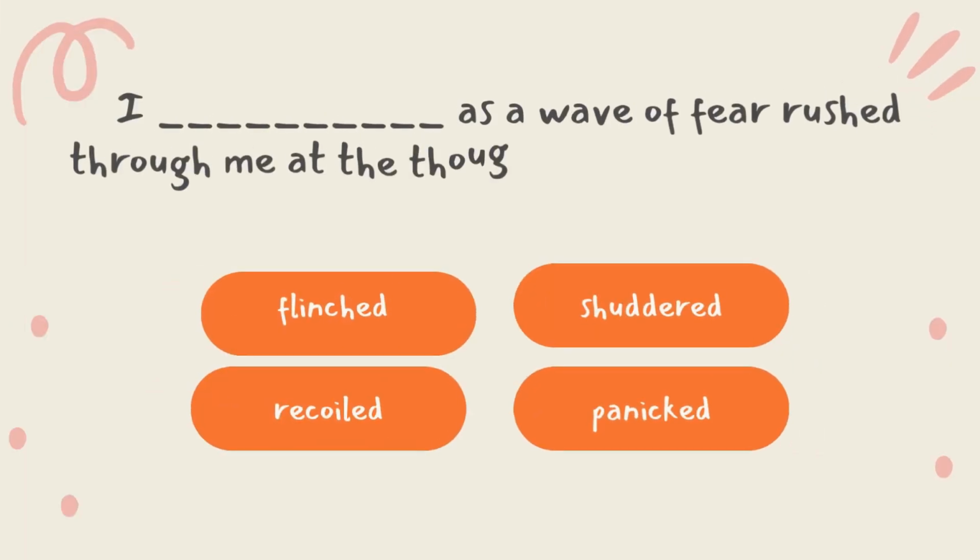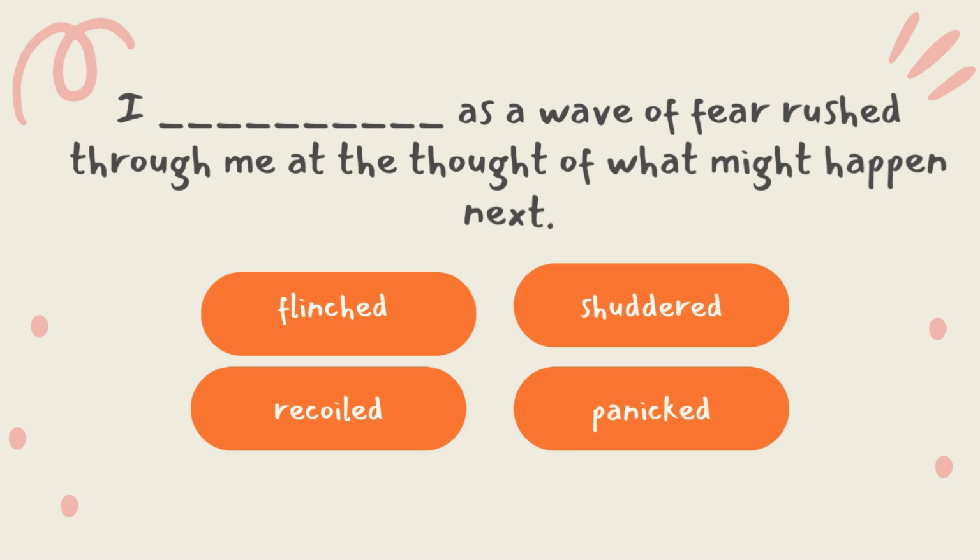I blank as a wave of fear rushed through me at the thought of what might happen next. Which option fits this context best? A. flinched, B. shuddered, C. recoiled, or D. panicked?